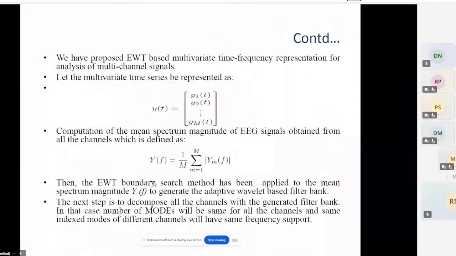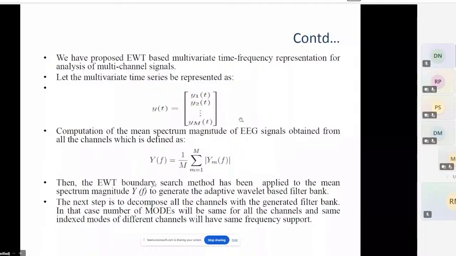So this is the mathematical model for this multivariate data. It is a multi-channel signal, and if you apply EWT to each channel, then every channel will have a different Fourier transform, different spectrum, different segmentation, and different designed filters. As a result, each channel will have a different number of components.